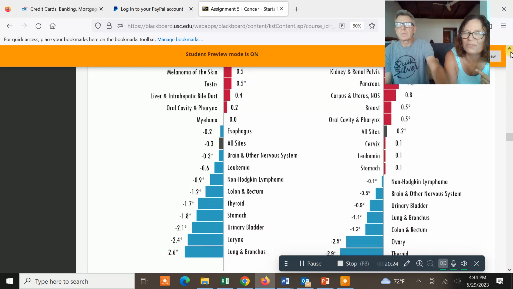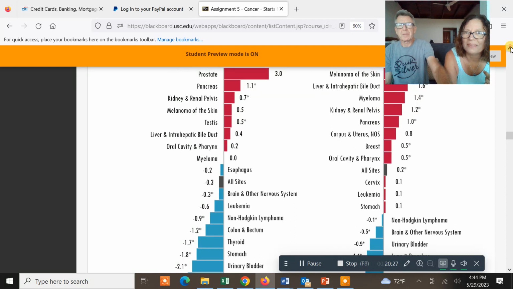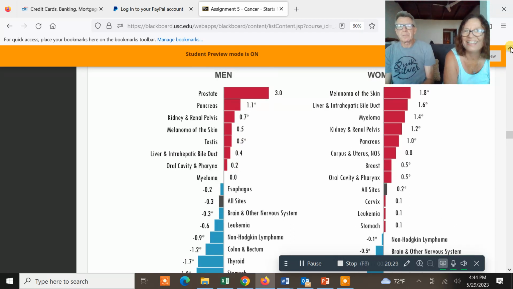Sorry, he's the controller of the laptop. Okay, he's mousing. Melanoma is increasing in women. Maybe we're spending too much time in the sun. I don't know. Liver cancer. Travel and go to exotic places.